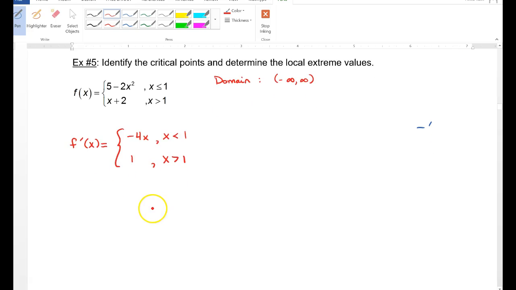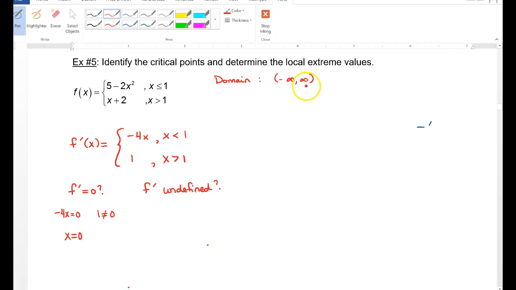So we have a couple things to consider. We want to see where is f prime equal to 0 and where is f prime undefined. Basically we look at each part. We have negative 4x, see if that can be equal to 0. The other part, 1, well, that can't be equal to 0. There's nothing to solve there. So we get x equals 0. Remember, our domain was negative infinity to infinity, so that is a critical point.